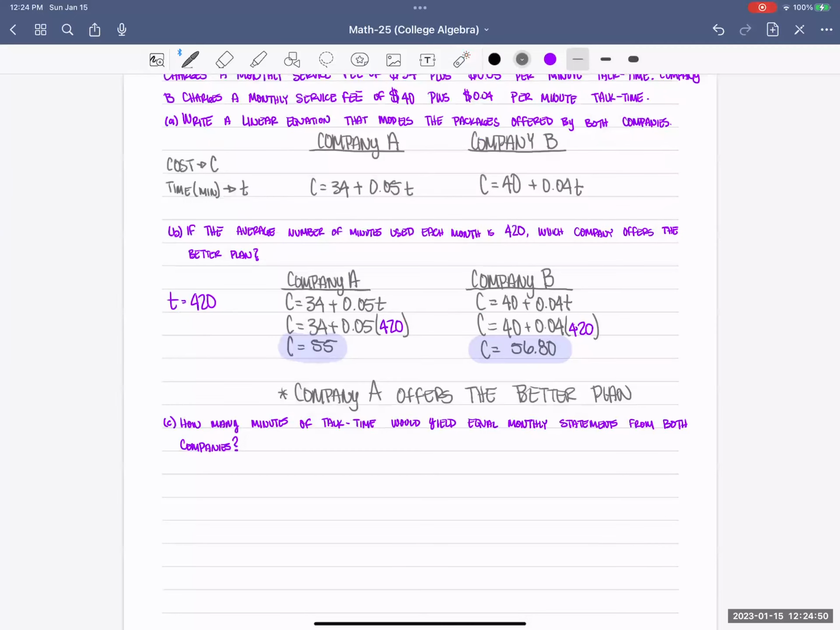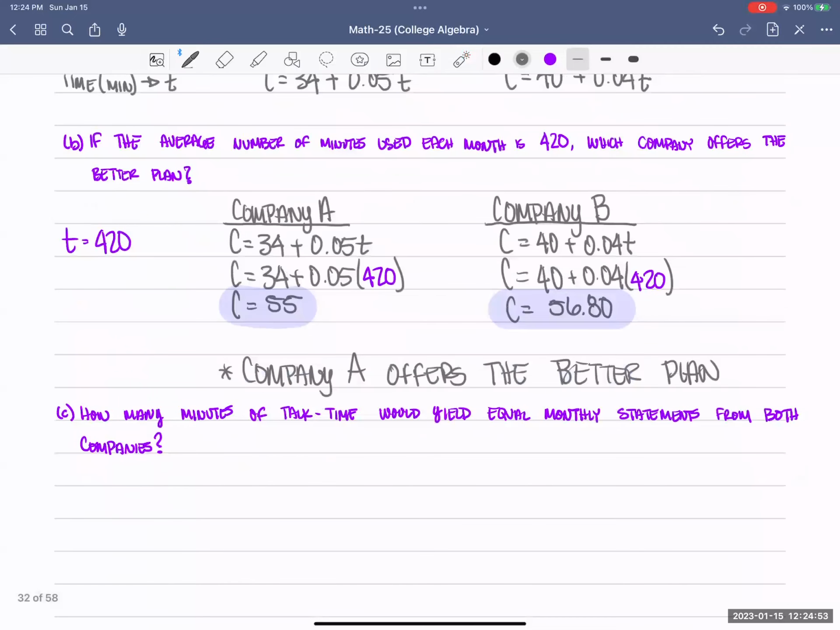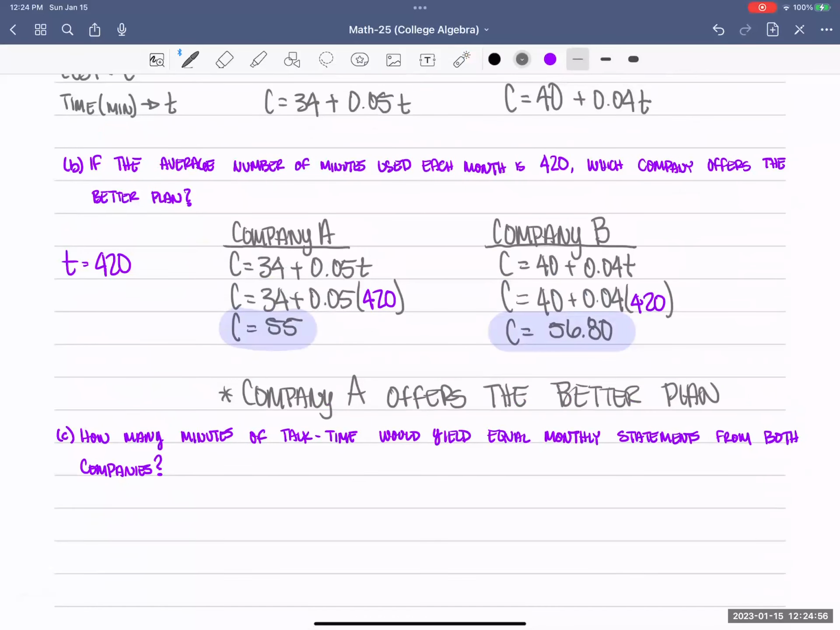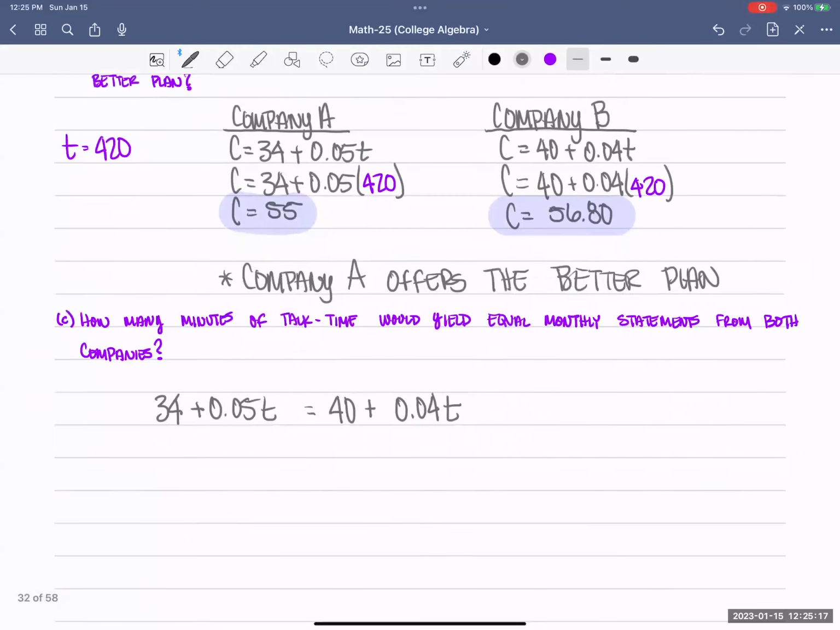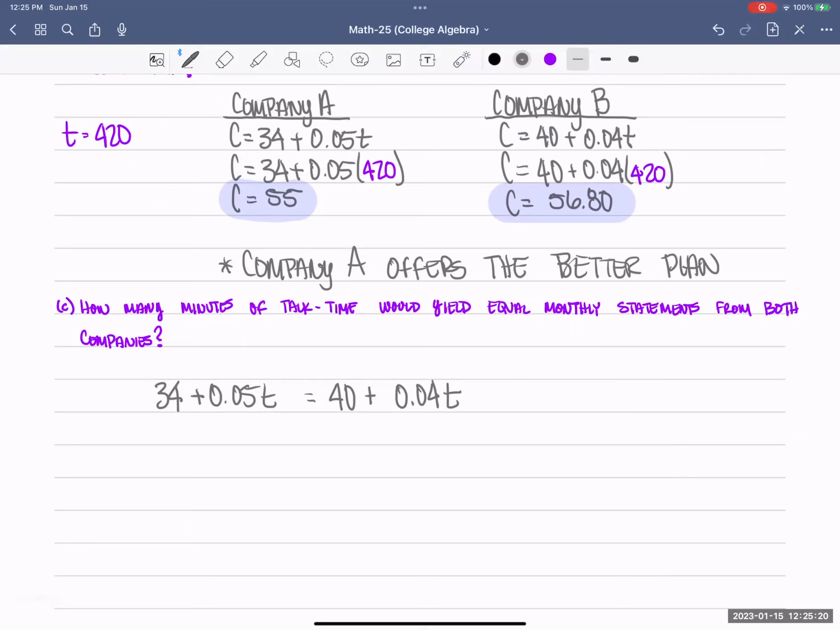So getting the cost of company A and the cost of company B. So we have company A. Let's see, setting the two equal to each other. $34 plus 5 cents a minute is equal to $40 plus 4 cents a minute. And now that we have an equation, variables and everything, it looks like we could solve this. So we can move all of the variables over to the left side, and anything that doesn't have a variable over to the right side.